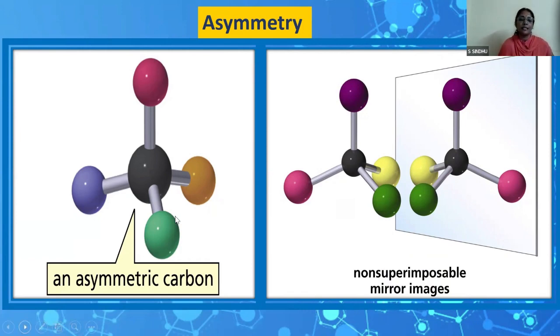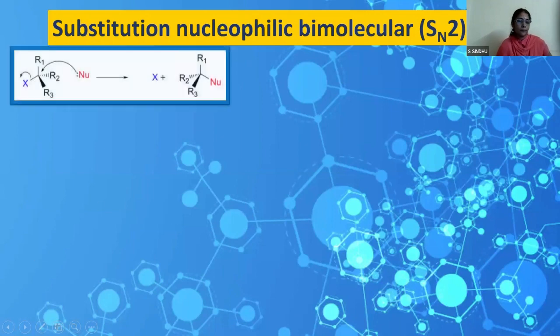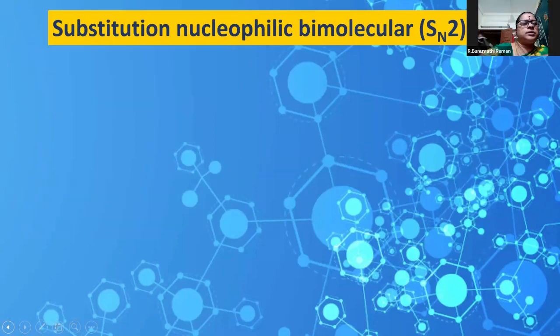So what is an enantiomer? How do you define an enantiomer to your students? Enantiomers are stereoisomers which are non-superimposable mirror images of each other.